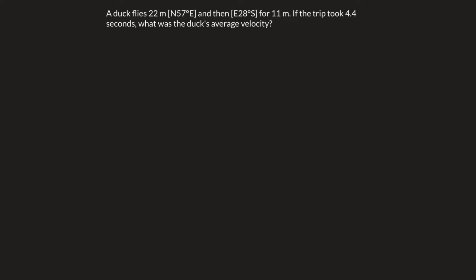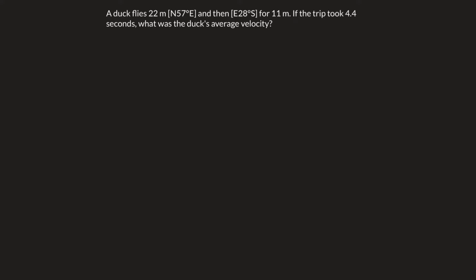In this example, we're going to look to solve for average velocity. In this case, it's a duck that's flying 22 meters north, 57 degrees east, and then east 28 degrees south for 11 meters. If the trip takes 4.4 seconds, we're going to try to find the average velocity.